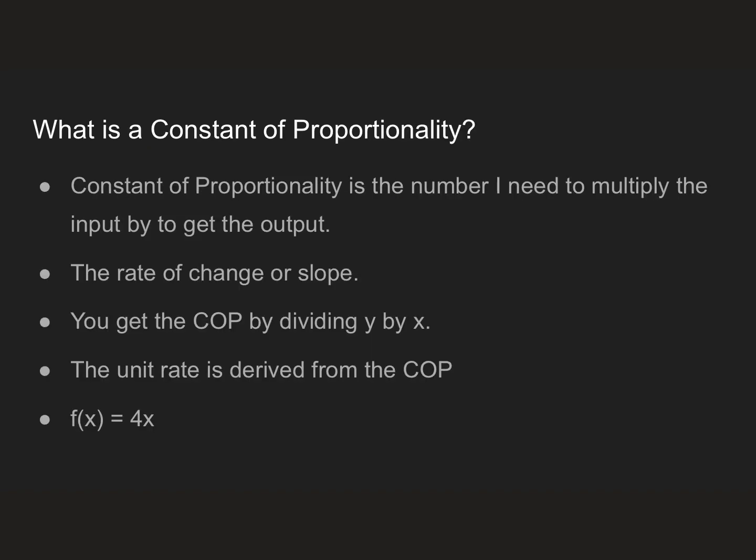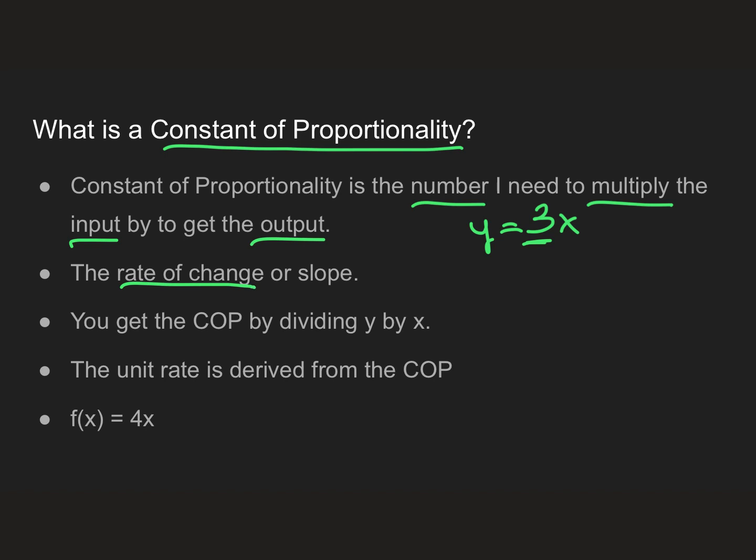Okay, so what is the constant of proportionality? The constant of proportionality is the number I need to multiply the input by to get the output. So if I had y equals 3x, 3 would be my constant of proportionality. It is also our rate of change or our slope. You get the constant of proportionality, we'll call it COP, by dividing y by x. The unit rate is also derived from the constant of proportionality.